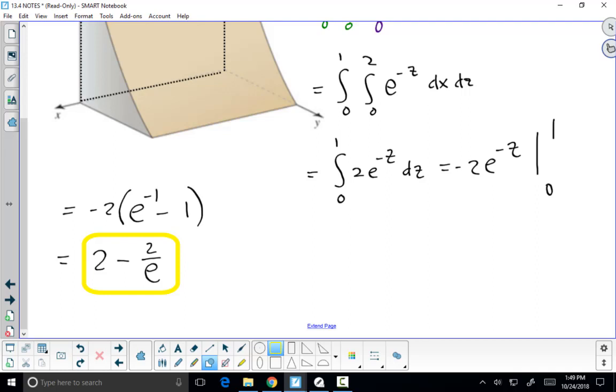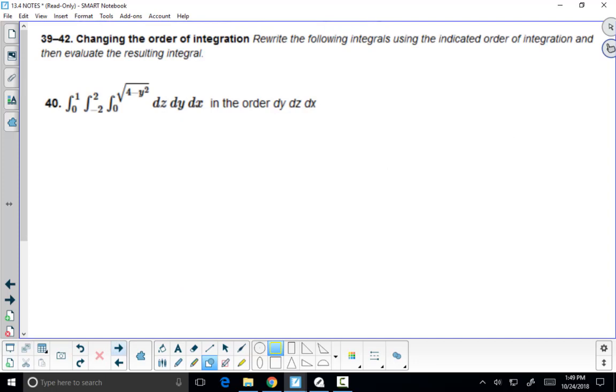Okay. So I think we're about ready for something a little harder. This is harder because we have no clue what that looks like at the moment, and we need to change the order of integration. There's only one way to change the order of integration, and that is to know what you're dealing with geometrically. You can't just switch things. That will not work. A sketch is highly recommended.